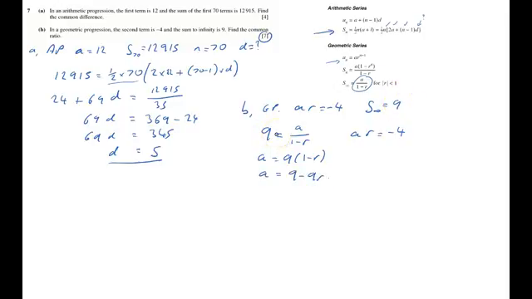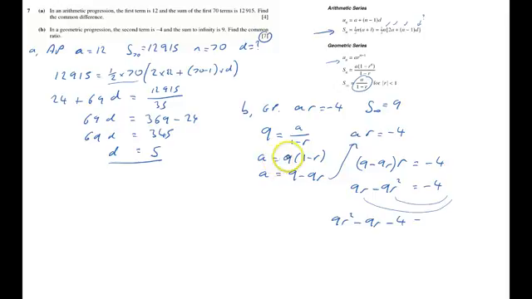And I'm going to substitute that into here to give me 9 minus 9r, that's the a, times r equals negative 4. Multiply that out: 9r minus 9r squared equals negative 4. And I'm going to add that to both sides, take away that from both sides, and that's going to end up giving me that 9r squared minus 9r minus 4 equals 0. I'm going to factorise that, I hope. If I don't, I'll use the formula.